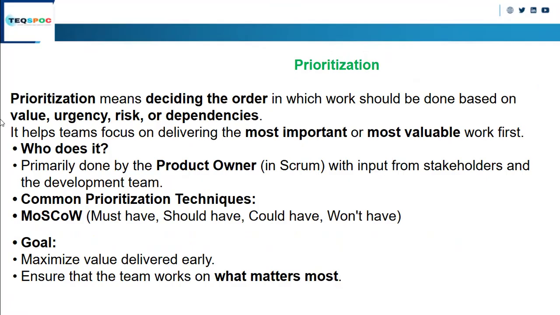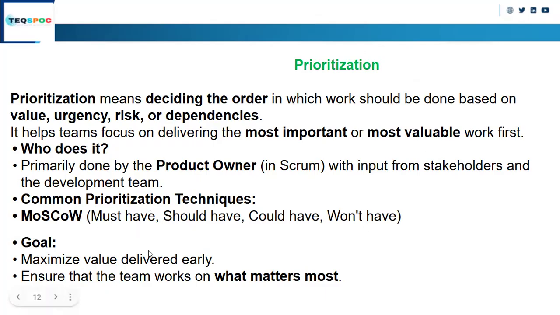So now the next thing is prioritization. Prioritization means deciding the order in which the work should be done based upon the value, urgency, risk, and dependencies. It helps the team to focus on delivering the most important, most valuable work first. Okay, why do we do this? Basically the prioritization is done by the product owner. The product owner is the owner of the backlog, so he will do the prioritization of the product backlog. A common prioritization technique which is generally used is must have, should have, could have, would not have.